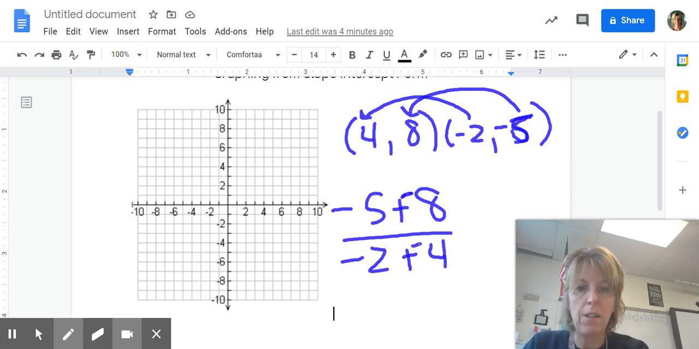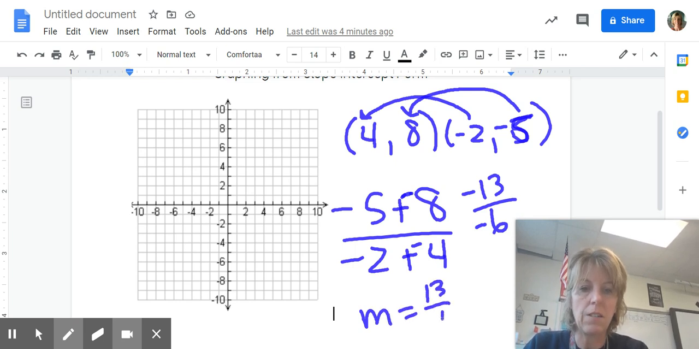So we'd end up with -5 plus -8 is -13. And -2 plus -4 is -6. And of course, a negative over negative is a positive. So my slope would be 13/6. Again, leave it as a fraction or a whole number if it simplifies to that. Simplify if you can, but never a decimal. But do make sure you simplify if you can.